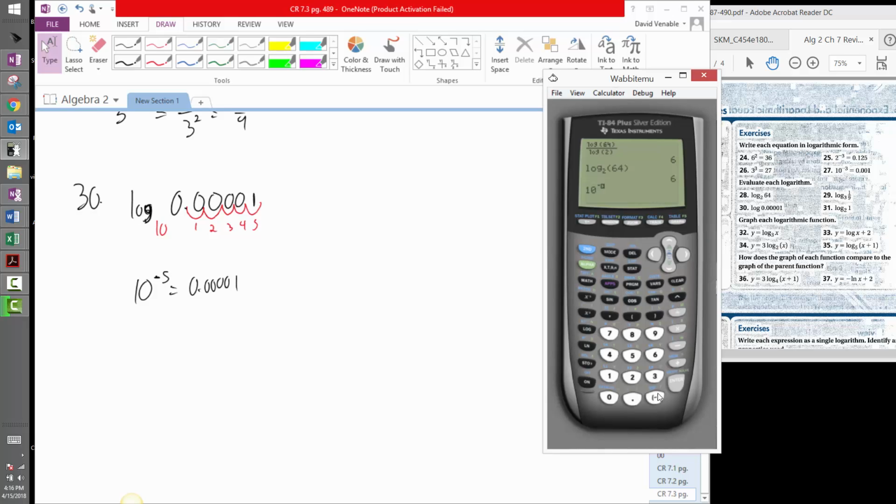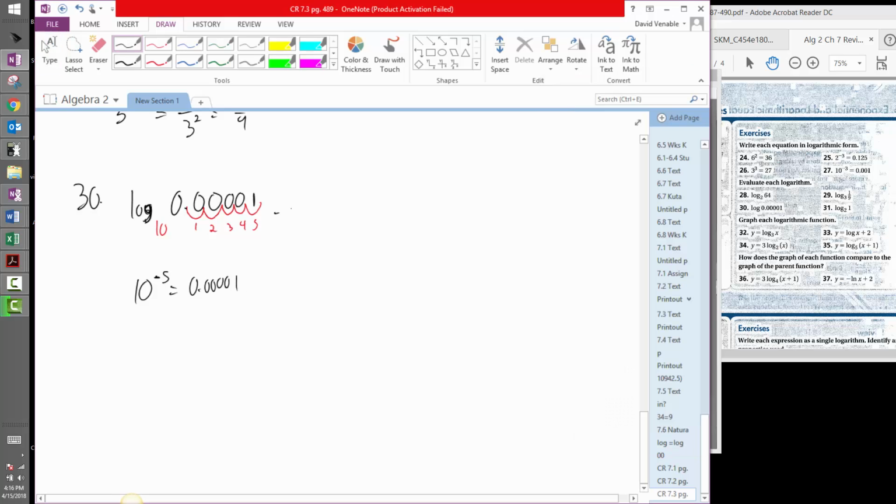10 to the negative fifth. Let's see. It's put in scientific notation. I don't want it to do that. That's a bummer. It just kind of does it. So let's just use log base 10. Base 10 is understood. 1, 2, 3, 4 zeros. You put a 1. I actually don't have to close parentheses, and I sure do get -5. But again, instinctively, I was able to do it really easy by hand. Again, these are not hard to do by hand.